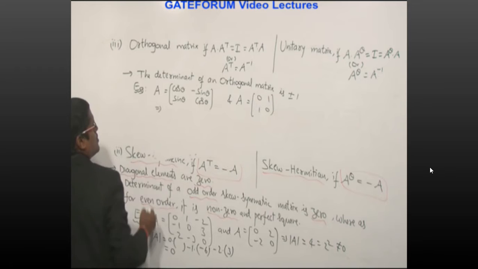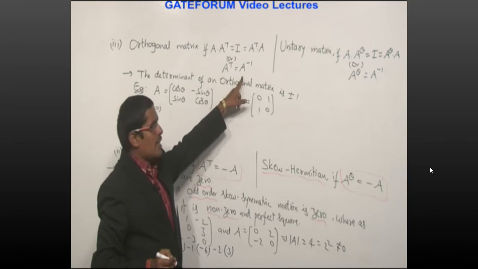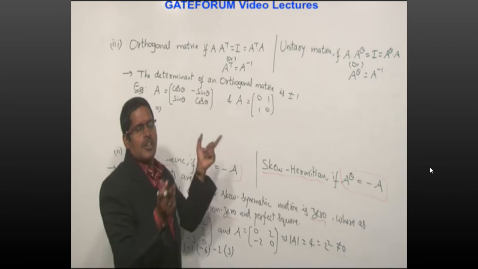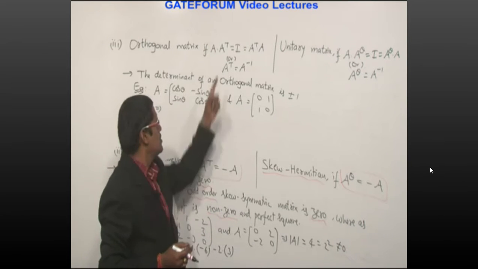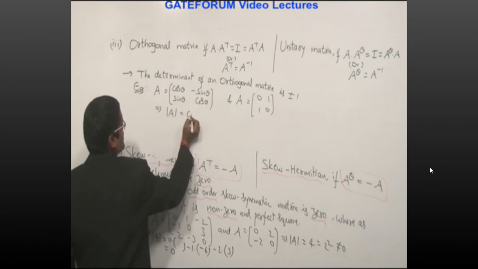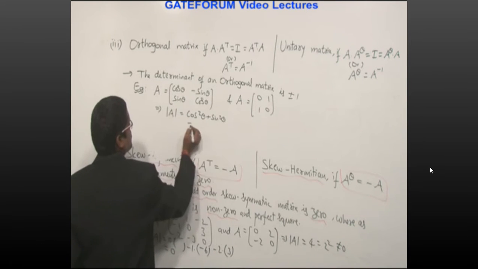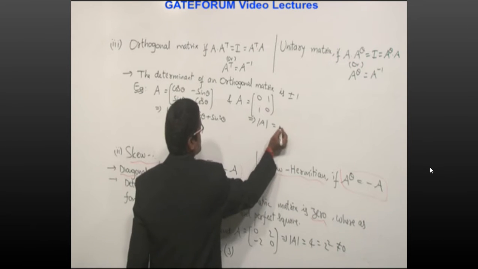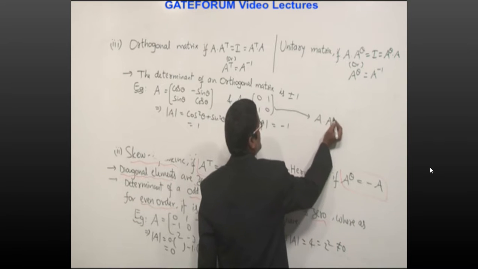So just check the above definition, either finding transpose is equal to A inverse condition or A into A transpose. You know how to write A transpose and you know how to do matrix multiplication, A into A transpose. Okay, so here determinant of A is equal to AD minus BC, that is cos square theta plus sin square theta is equal to 1. Here determinant of A is equal to AD minus BC, minus 1. Okay, so just I am verifying here A into A transpose.